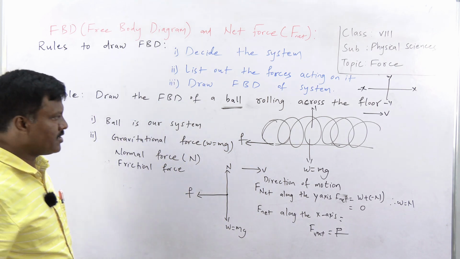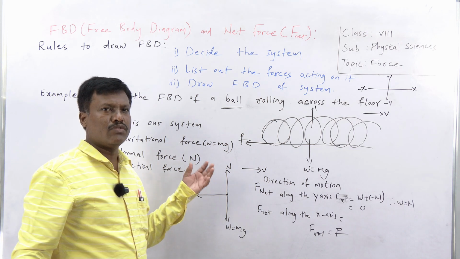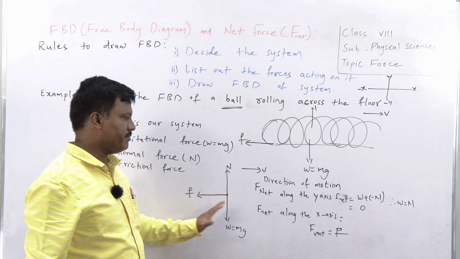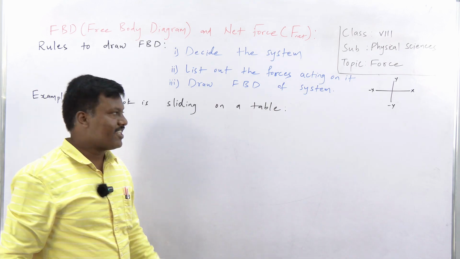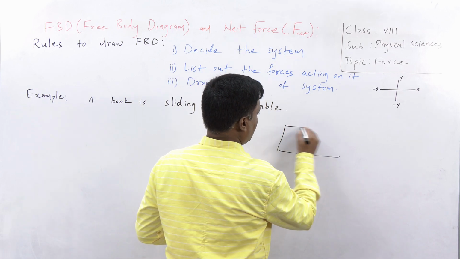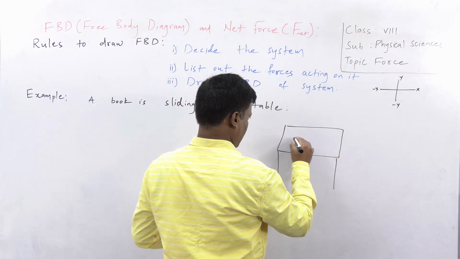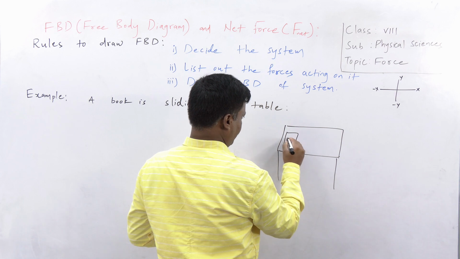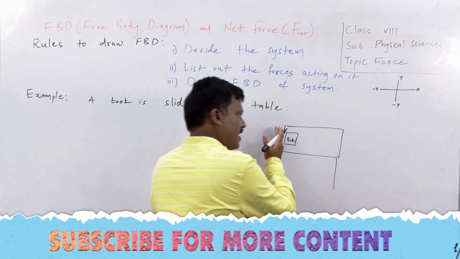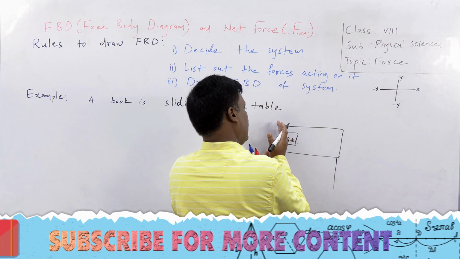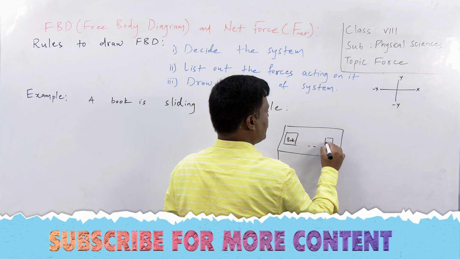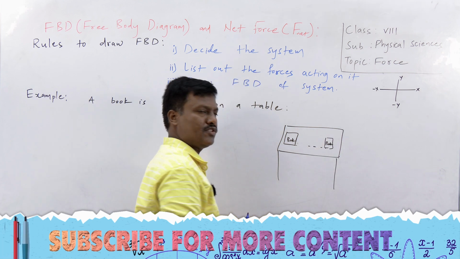Okay, so some other examples we will also discuss. Before going to discuss examples, please note down this example and net force. Draw the FBD, free body diagram. Let us discuss another example. A book is sliding on a table. Let's imagine this is a table. On this table, this book is placed. Okay, we exerted some force and released our hand. Then this book slides from one side to the opposite side. Okay, now this book has reached here and finally comes to rest.